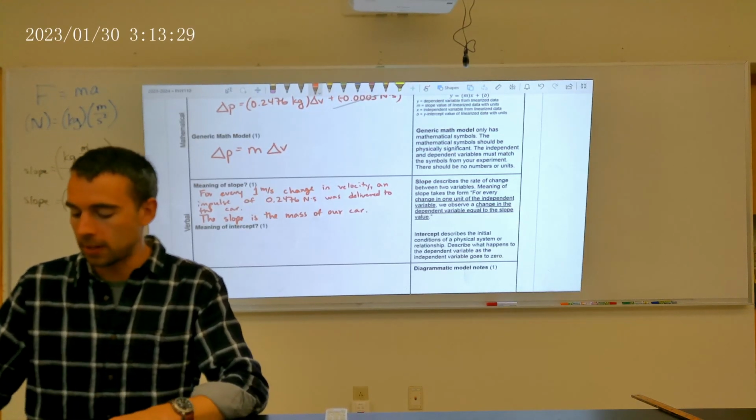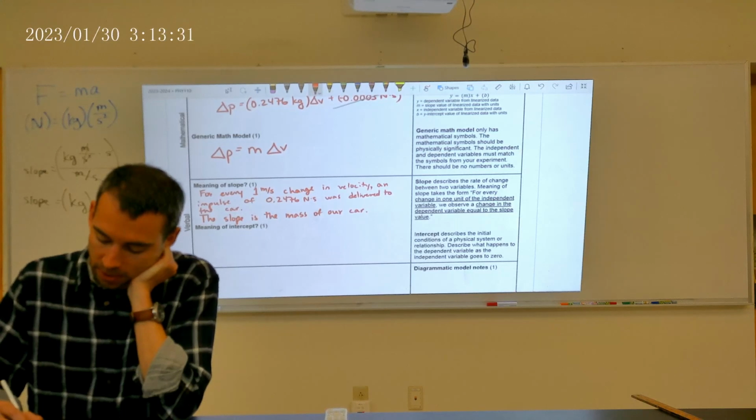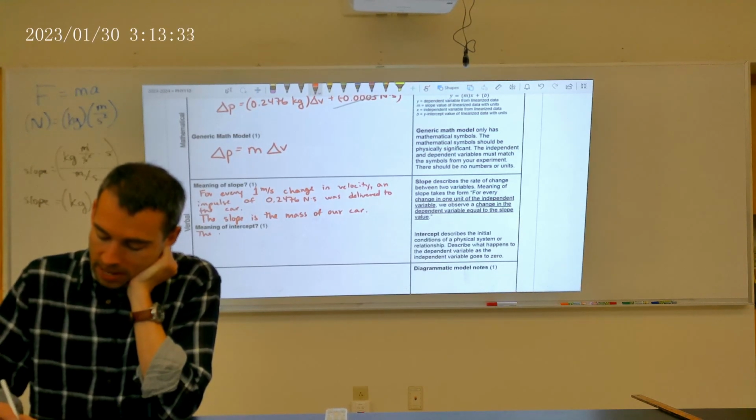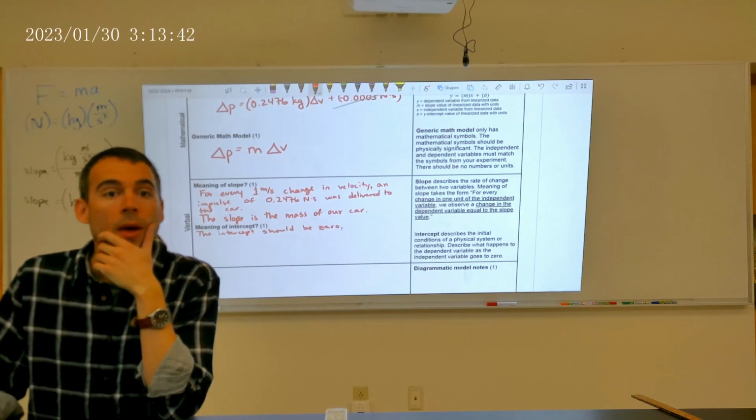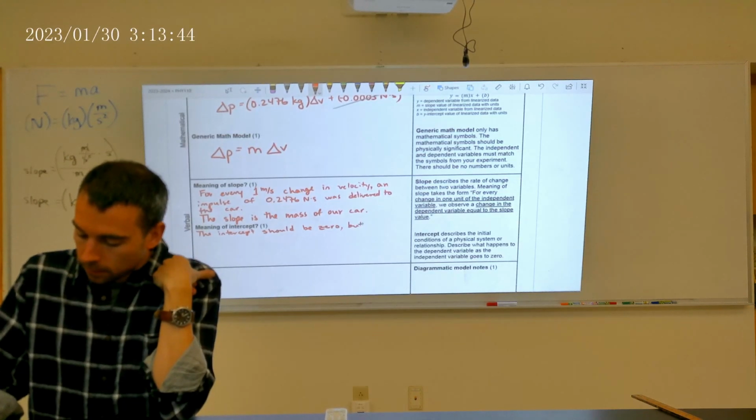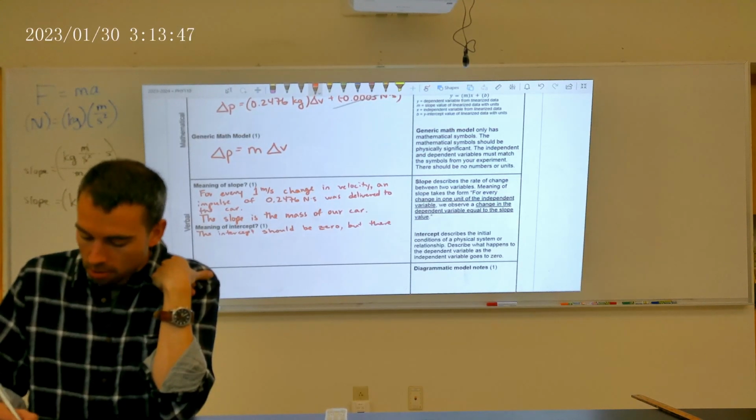Meaning of the intercept. Let's all make sure that we have something similar here. The intercept should be 0. But there might be some errors.